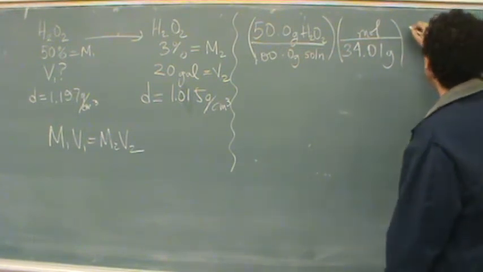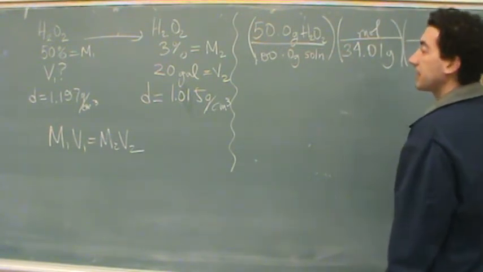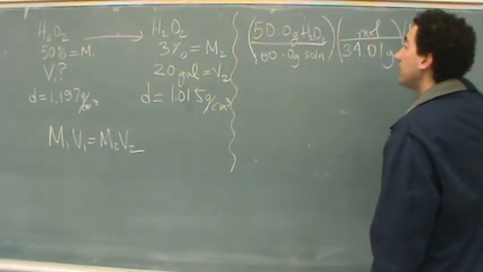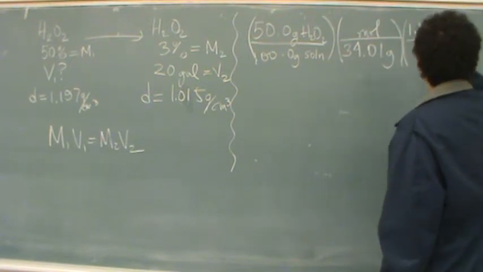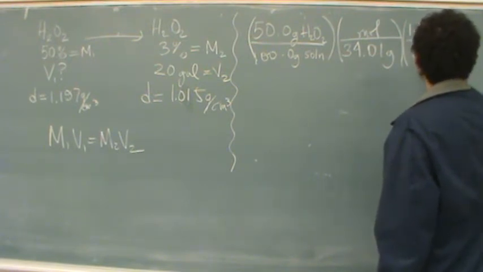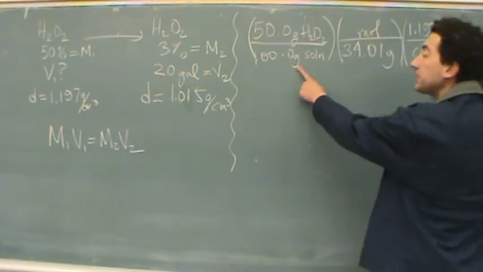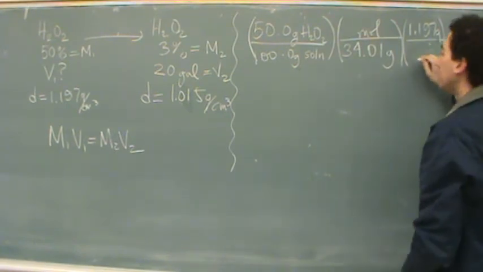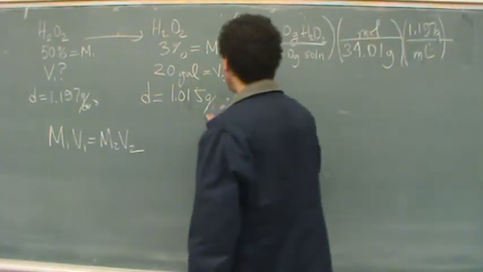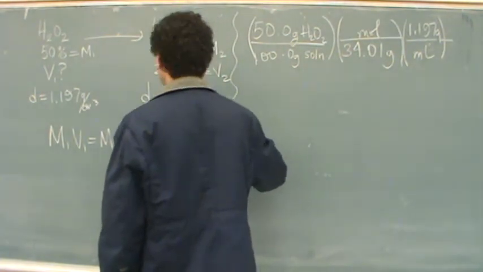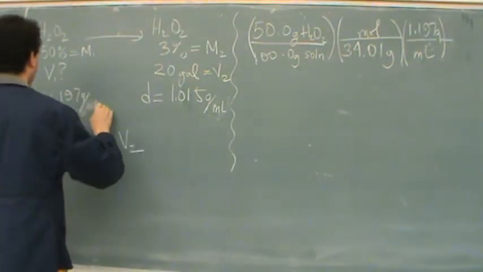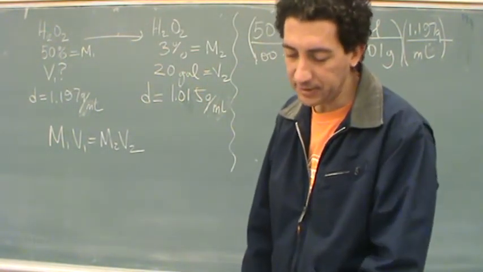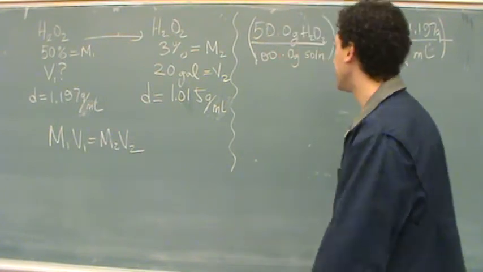Now we need liters on the bottom. We can do that with the given density for that solution, which is 1.197 grams per centimeter cubed. So that'd be grams of solution that cancels. These are all per milliliter. Milliliter and centimeter cubed are the same, but the problem gave it in milliliters, so we'll change that. It doesn't really matter because they're the same, but it'll be easiest for us to use milliliters.